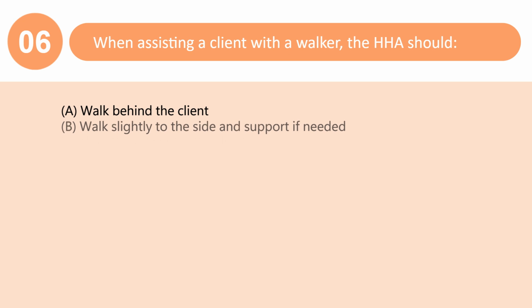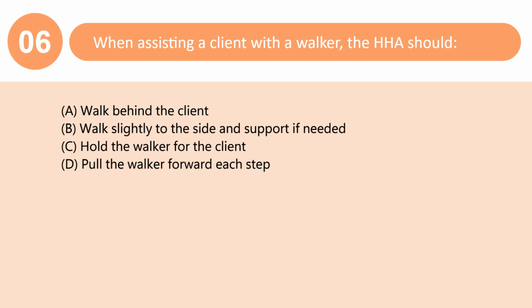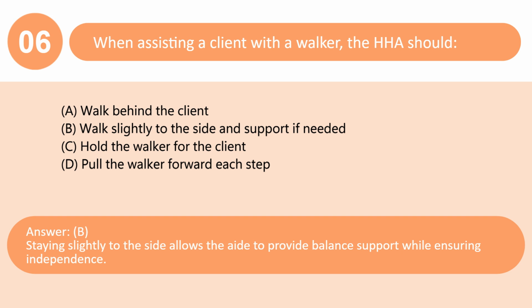When assisting a client with a walker, the HHA should: A. Walk behind the client. B. Walk slightly to the side and support if needed. C. Hold the walker for the client. D. Pull the walker forward each step. Answer, B. Staying slightly to the side allows the aide to provide balanced support while ensuring independence.